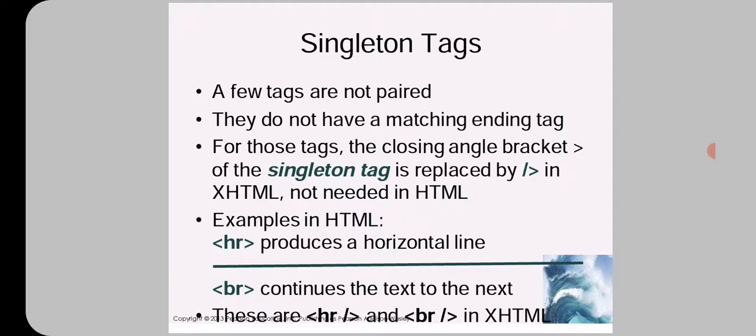And BR means line break or break tag. BR continues the text to the next line. What is the BR tag? The BR tag is used to break a long line of text into multiple parts, and BR is also a singleton tag. HR means horizontal rule, and BR means break or line break.